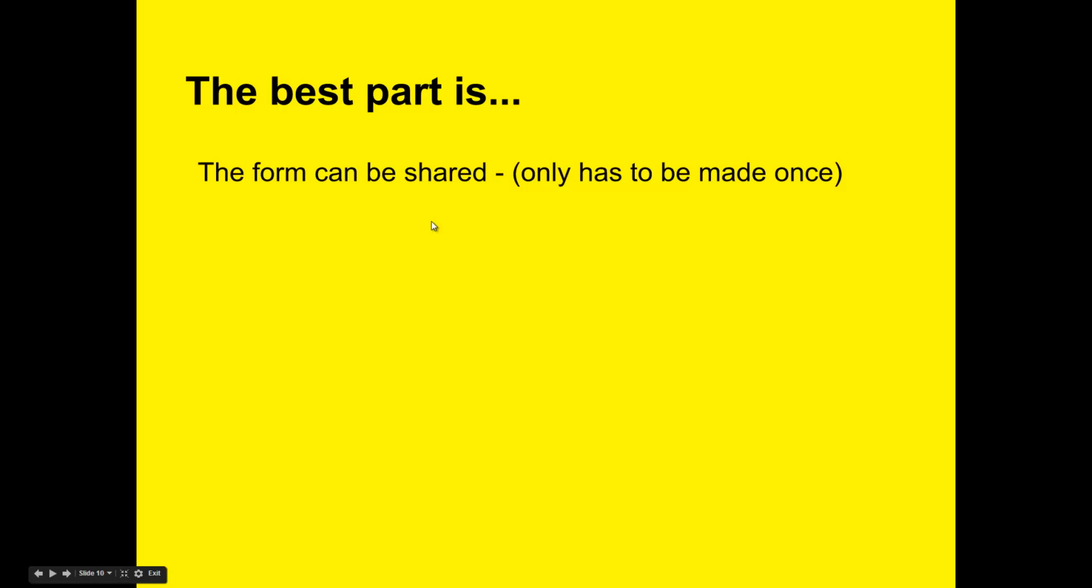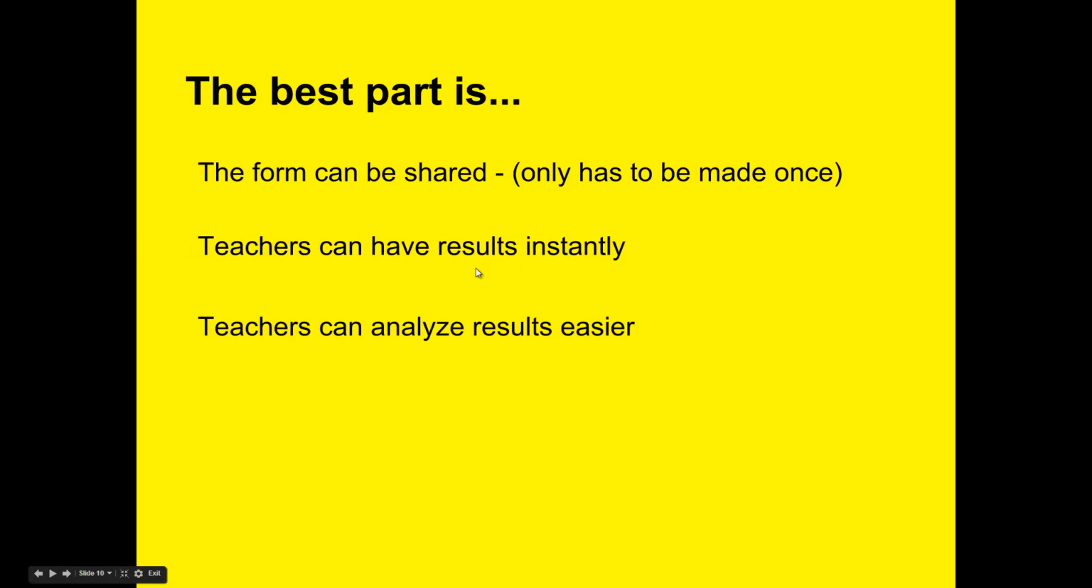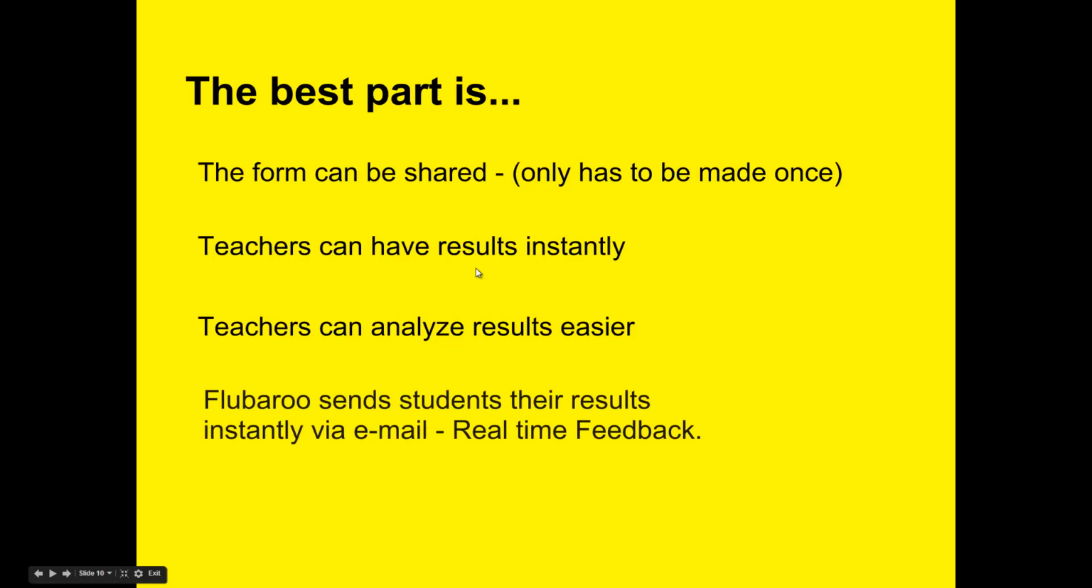So the best part here is that I've already made the form last year. Just like any Google Doc, I can copy and share this document with anybody. So it doesn't have to be made again. It was already made once. Teachers can have the results instantly. You can analyze the results much easier than in the past. And Flubaroo sends students their responses instantly via email. So they get an answer key sent back to them and their score as well. So they get real-time feedback.